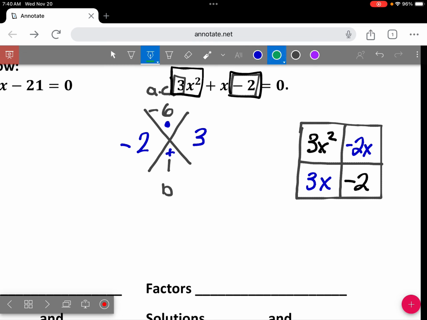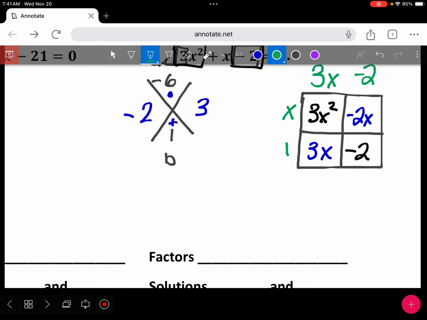So we need to pull our factors in columns and rows. What is the greatest common factor between 3x squared and 3x? 3x. What is the greatest common factor between negative 2x and negative 2? What is the greatest common factor between 3x squared and minus 2x? Just an x. And between 3x and minus 2? 1. We will never, ever have a factor of 0 from a box. Everything can be multiplied by 1. So if you don't see anything else, it's a 1.